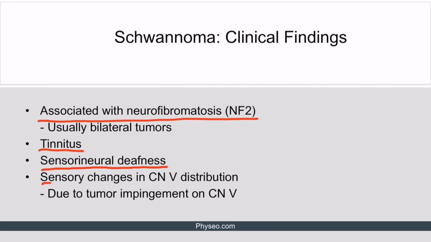There can also be sensory changes in cranial nerve 5 distribution due to the tumor impingement on the trigeminal nerve, seen in a trigeminal schwannoma. Trigeminal schwannomas are rare but are the second most common schwannoma after vestibular schwannomas.